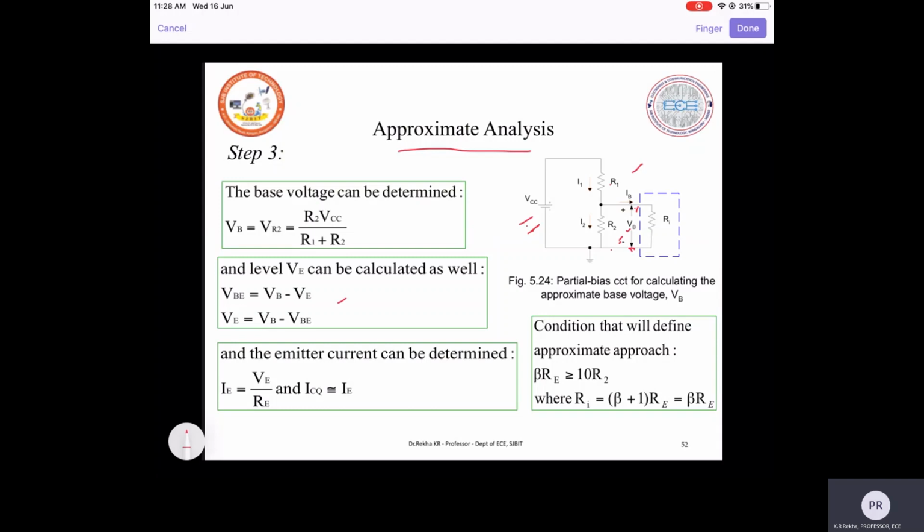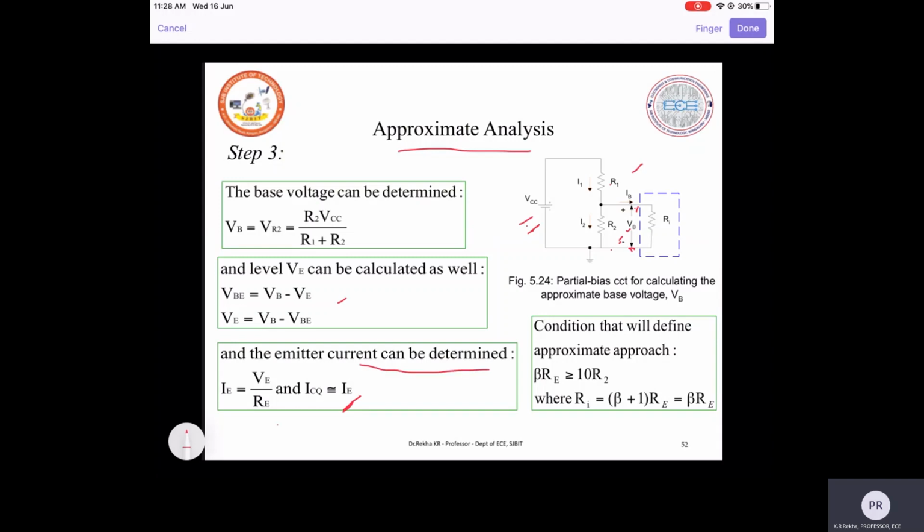Can I write like this? VBE is nothing but the base emitter junction voltage, which will be equal to VB minus VE. VE is equal to VB minus VBE, and the emitter current can be determined. IE is equal to VE by RE and ICQ is approximately equal to IE. Can I write like this? That is, IE is equal to VE by RE and ICQ is approximately equal to IE. The emitter current can be determined by this.